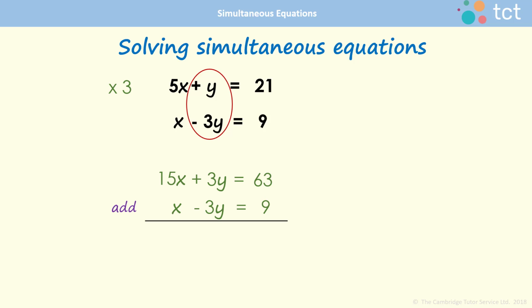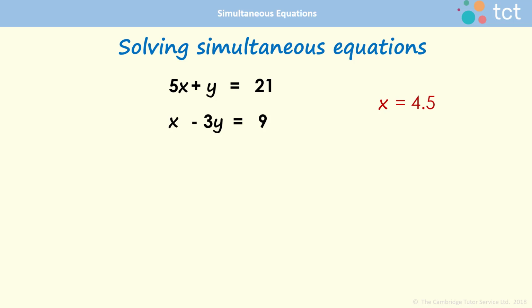15x plus x is 16x. Positive 3y add negative 3y is the same as just taking 3y away from 3y. So that's actually no y's. So we can just leave that blank. 63 add on 9, that's 72. So now we know that 16x is 72. To work out what 1x is worth, 72 divided by 16. And you'll find that that is 4.5. So now I know that x is 4.5.